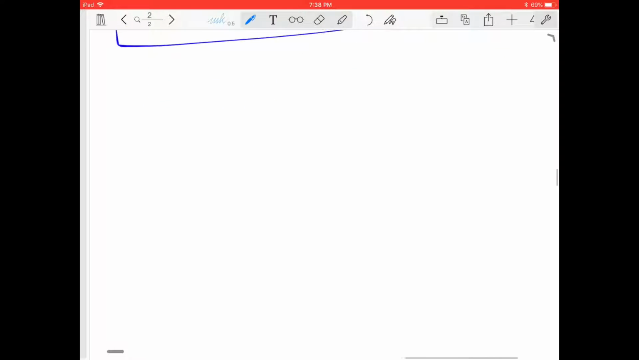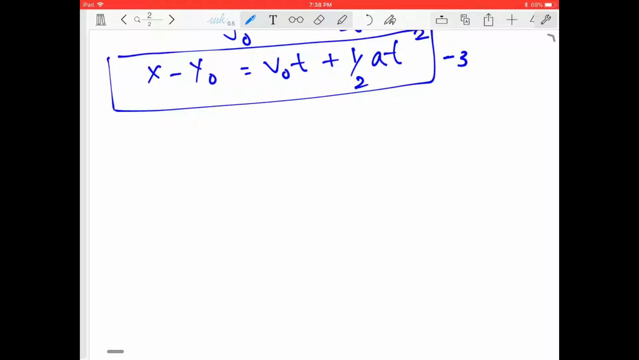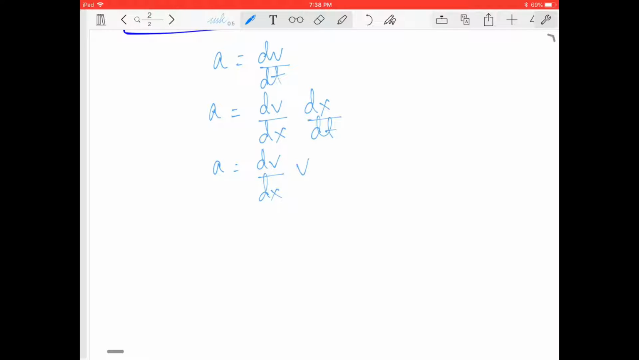All right, next. We know the equation for acceleration, which is dv/dt. Now if we apply the chain rule, a equals the derivative of v with respect to x times the derivative of x with respect to t. So we get dv/dx, and the derivative of x with respect to t is v. If I rearrange this, I get a dx equals v dv.